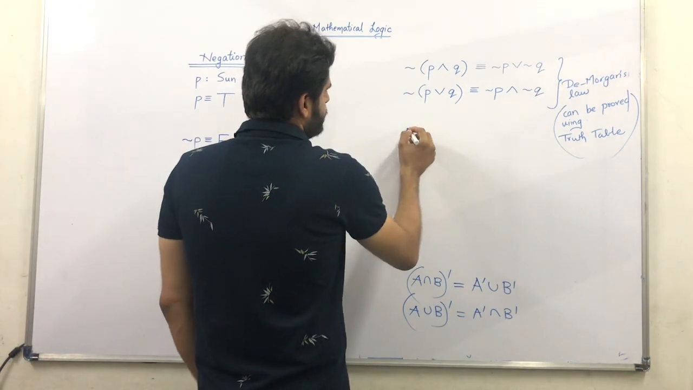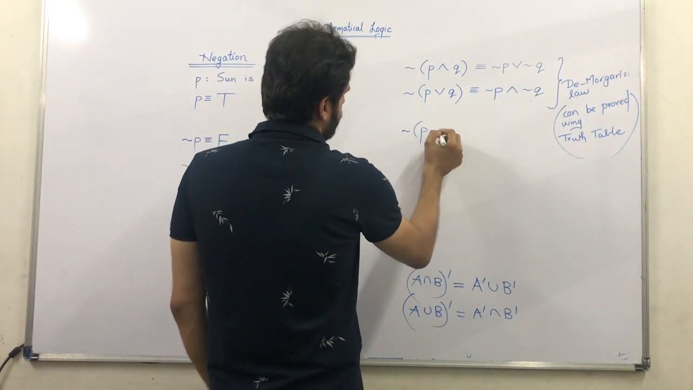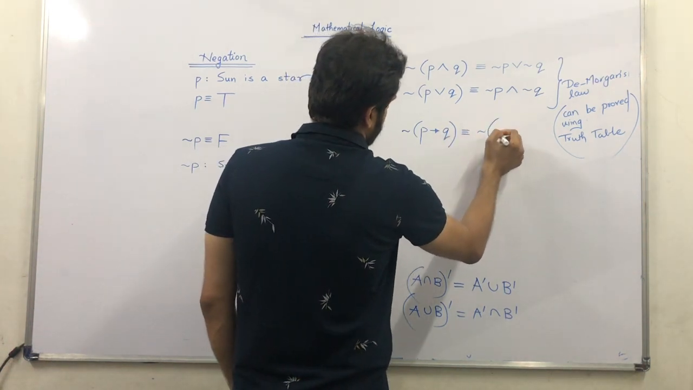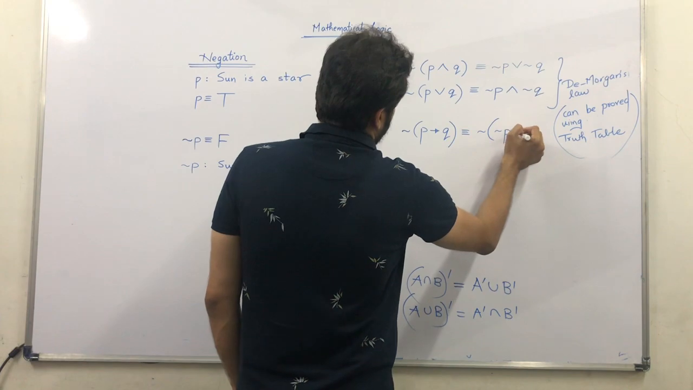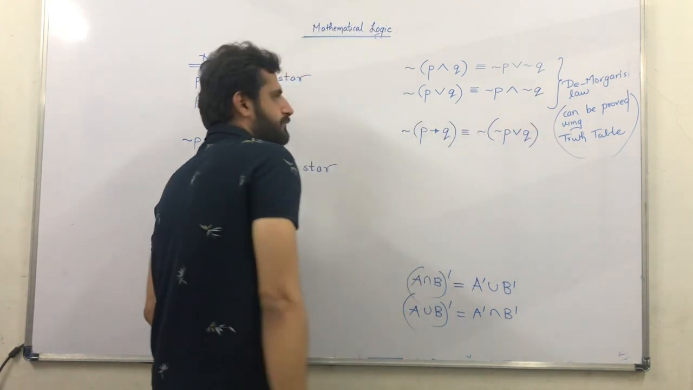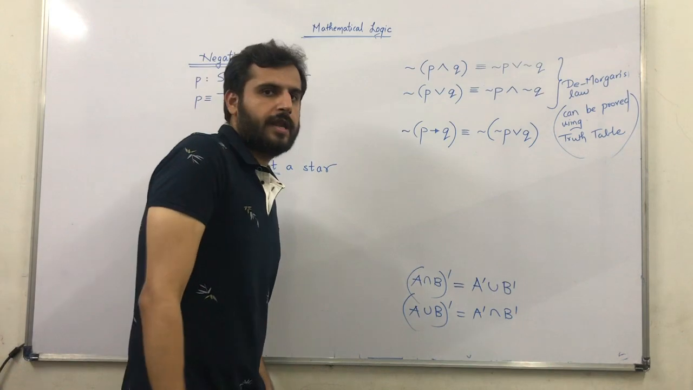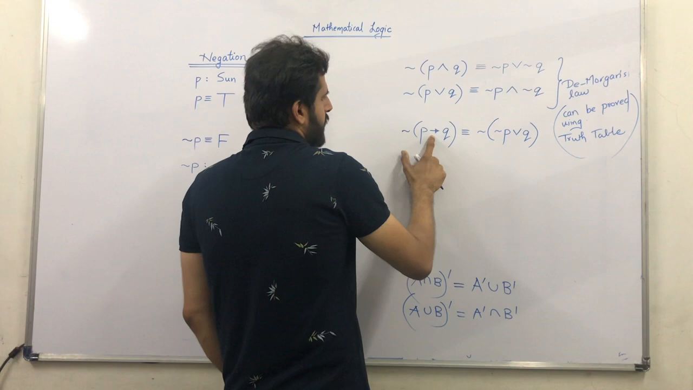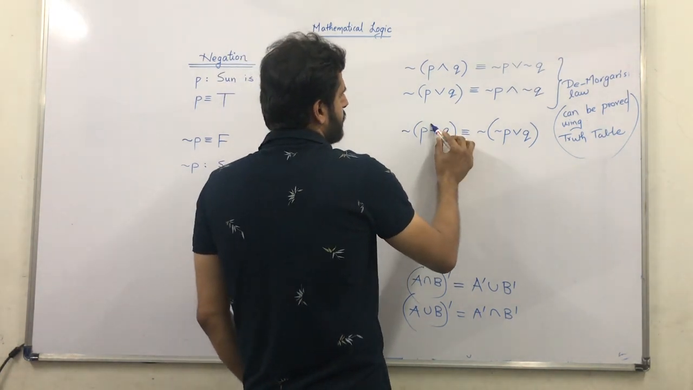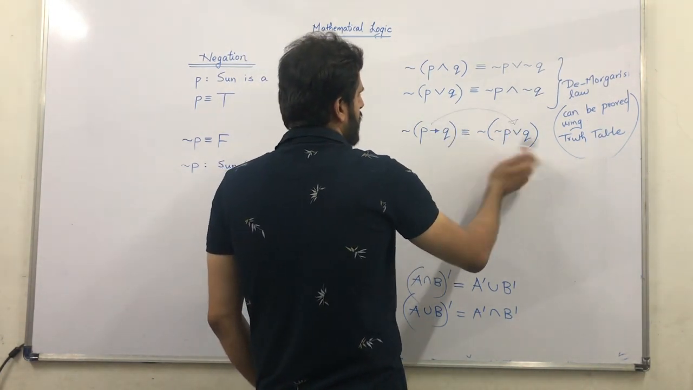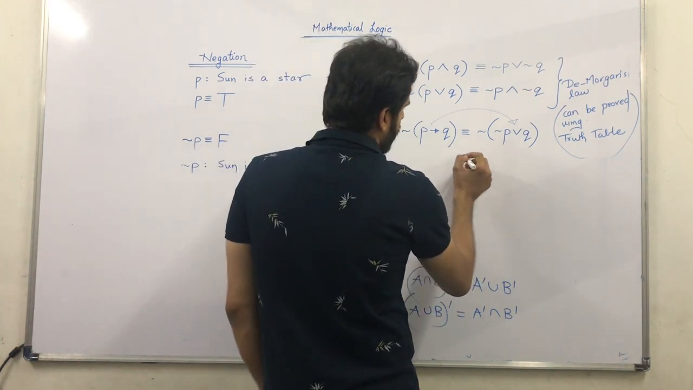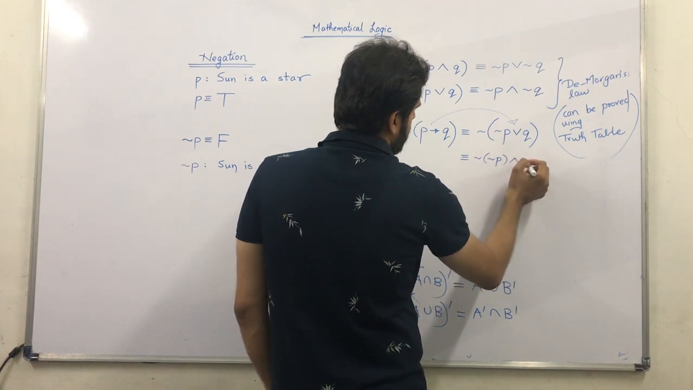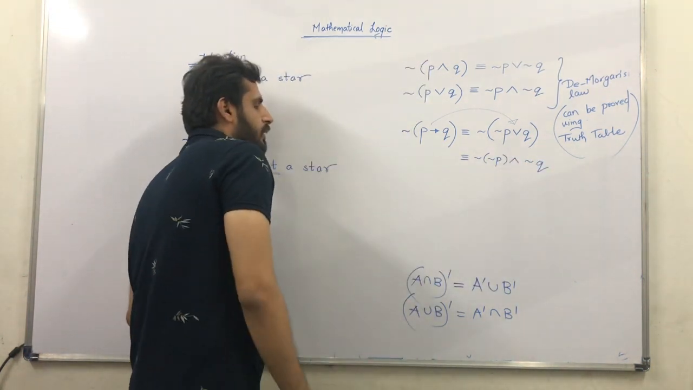Then we have negation of P implies Q. To find out negation of conditional statement P implies Q, what we are supposed to do is we will take negation of (negation P or Q). This we have proved in the previous video, that P implies Q is logically equivalent to negation of P or Q. And then we are going to take negation inside. So what we get is negation of negation P and negation Q, De Morgan's law.